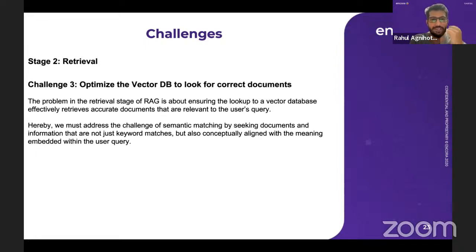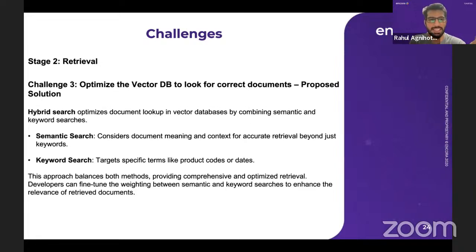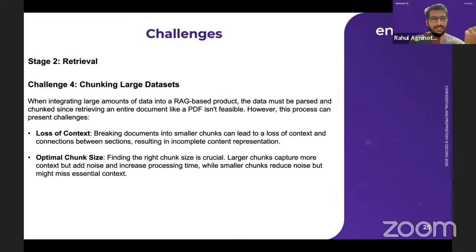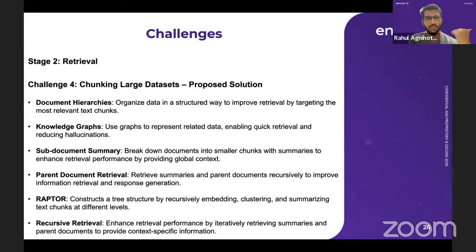Then we looked at how we can always optimize our vector database as well, by looking into what kind of database we use and what kind of search application we use. Then the fourth challenge was the chunking of the large data set. Now you can create hierarchies, like document hierarchies. You can create graphs of the documents.